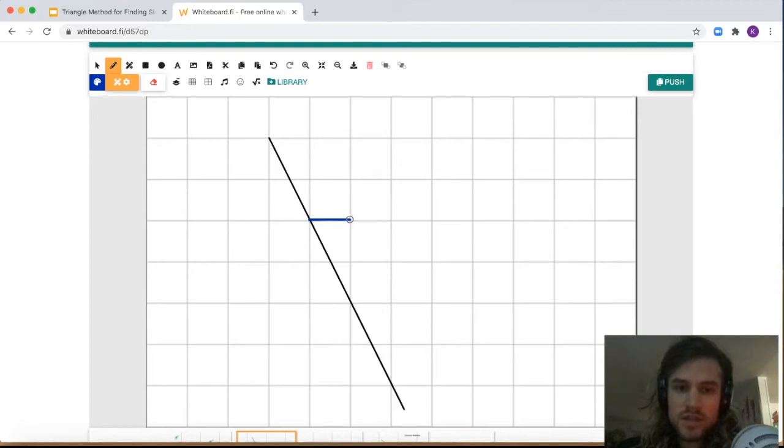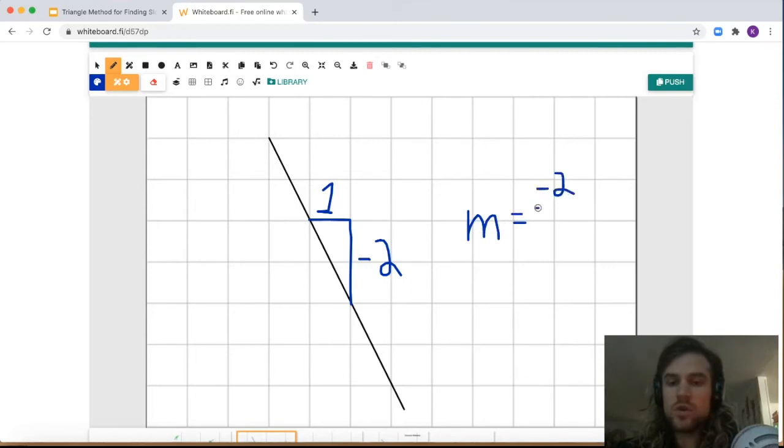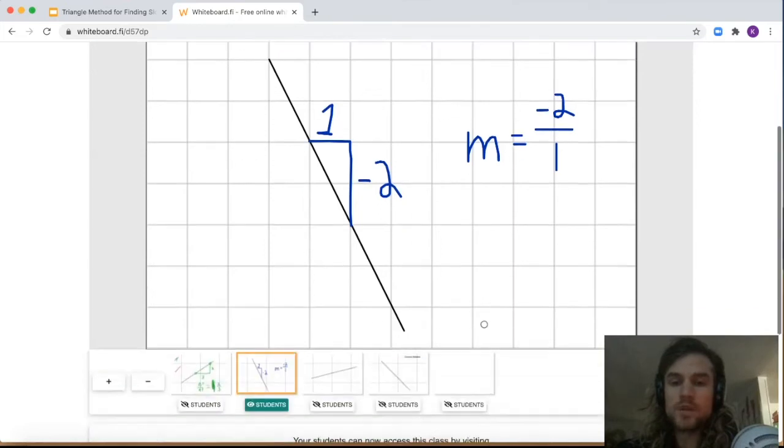Let's draw that triangle in like that and then down, right? So, okay, here we go. We went over 1 and we went down 2. So I'm going to make that a -2 since as I went over to the right, I also went down. Okay, so there we go. Our slope m equals -2 over 1. Right? Okay, let's keep going.